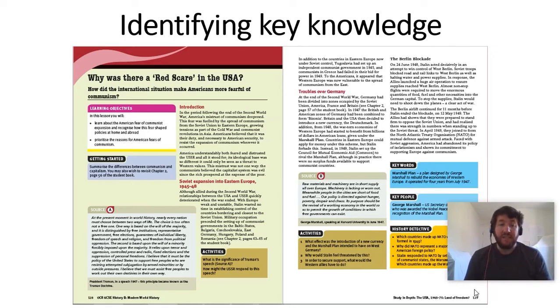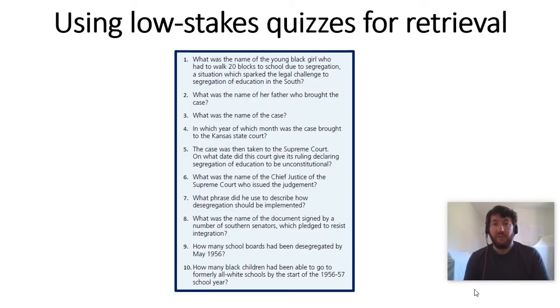Therefore, I selected the key knowledge I wanted pupils to retain from these spreads when planning my lessons, cross referencing this with the exam specification's specific content to ensure that I was selecting the most important information. I could then write a series of low stakes quiz questions for each aspect of the topic, which in this example was a Supreme Court ruling in the case of Brown versus Board of Education that led to segregation in schools in the USA being declared unconstitutional. And I'll let you have a quick read of those.